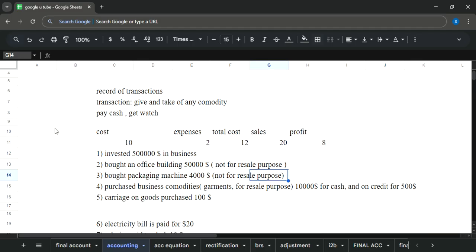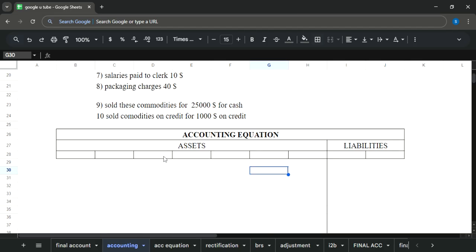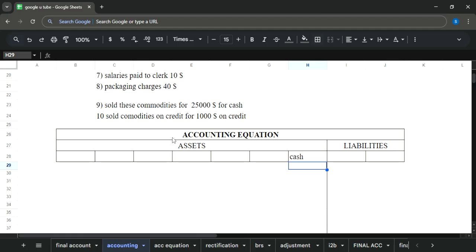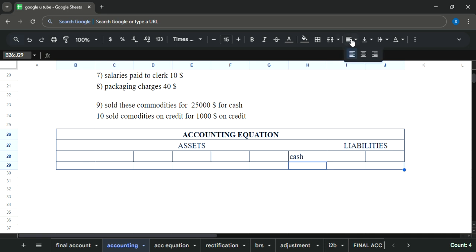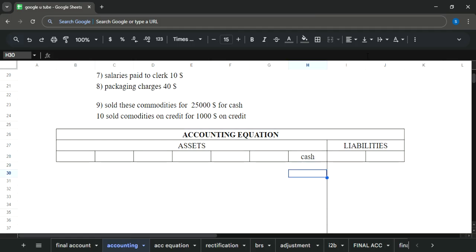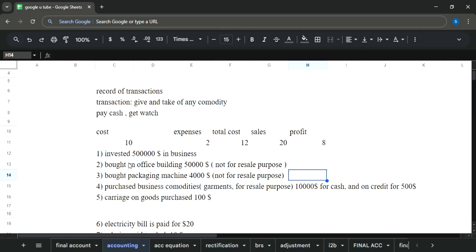Okay, now we will be recording the first transaction: invested $5 lakh in the business. It means cash is coming in, cash is your favorable thing. So here you will write cash. Now at this stage, you are requested to please be focused. What is happening? Look, invested 5 lakh rupees in the business. Cash is coming into the business.